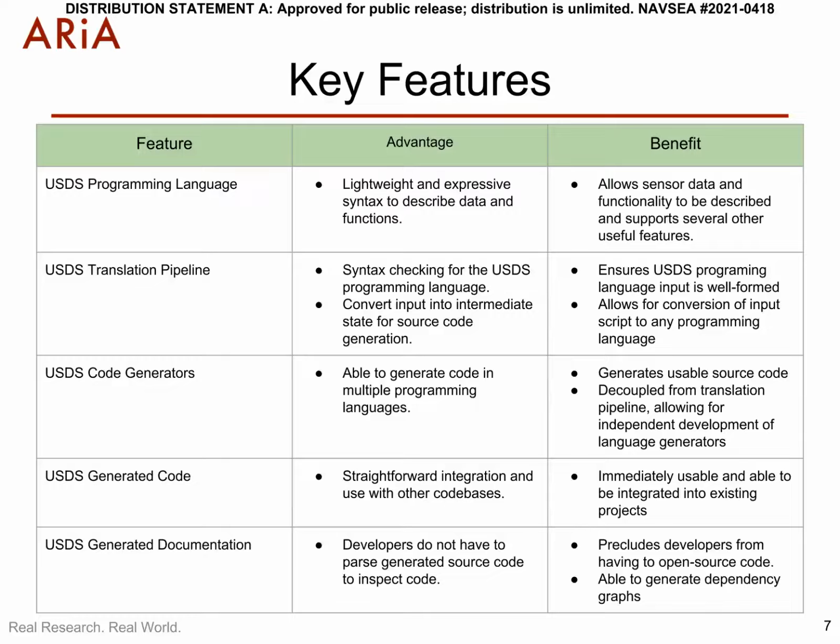The fifth key feature is the USDS generated documentation. The advantage of this is that developers do not have to parse generated source code to inspect the output. The benefits are that it precludes developers from having to open the source code, and it's also able to generate visual aids such as dependency graphs.